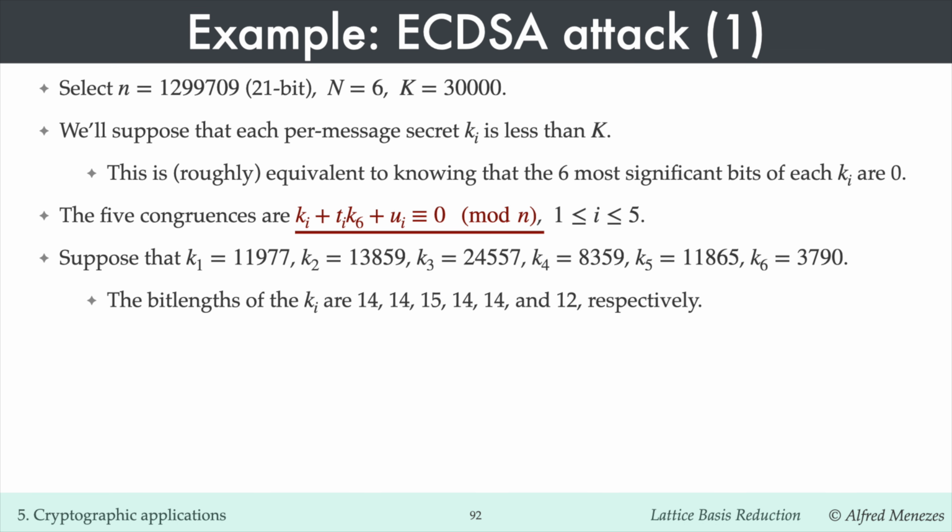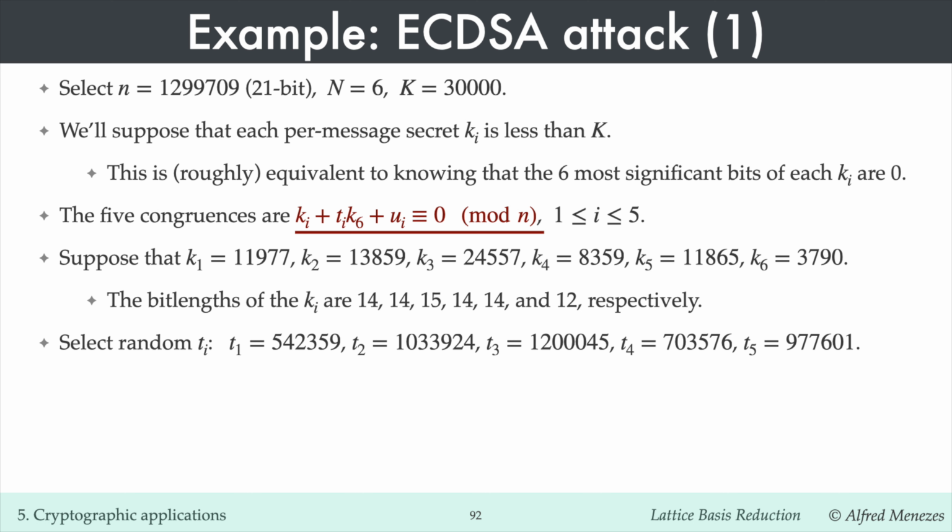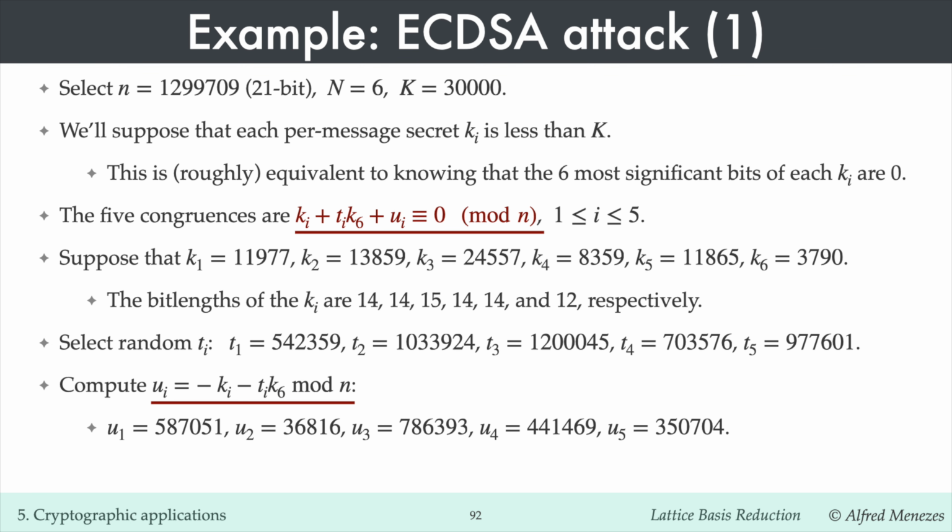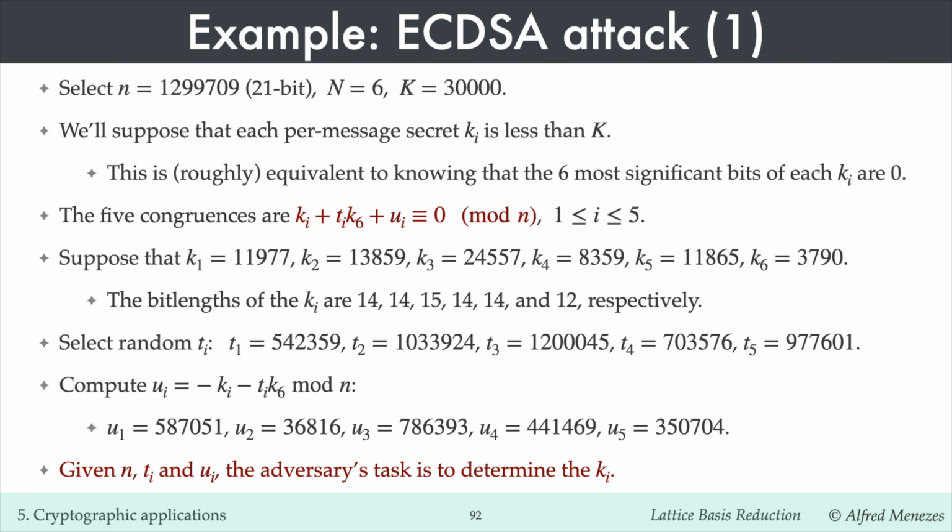Let's suppose that the per message secrets are these numbers. The adversary's task is to find them. I'll generate a concrete instance of the linear congruences for the adversary by selecting random ti between 1 and n minus 1, and then setting ui to equal minus ki minus ti times k6 modulo n. Here are the resulting ui values. So, the adversary's task is to determine the ki given the ti, ui, and n.